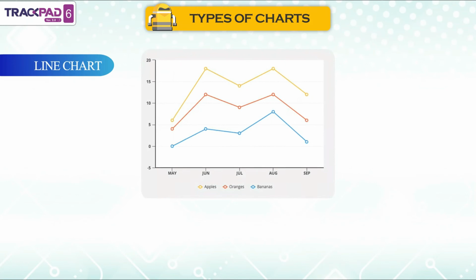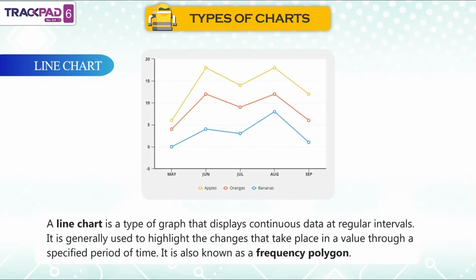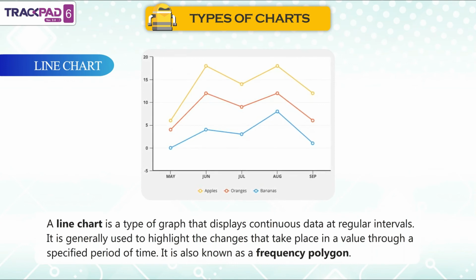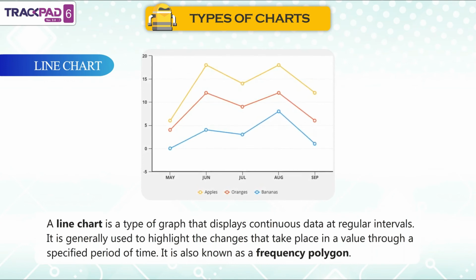Line chart. A line chart is a type of graph that displays continuous data at regular intervals. It is generally used to highlight the changes that take place in a value through a specified period of time. It is also known as a frequency polygon.